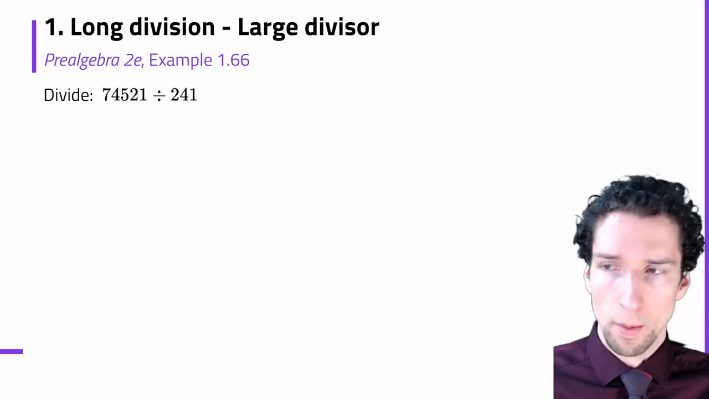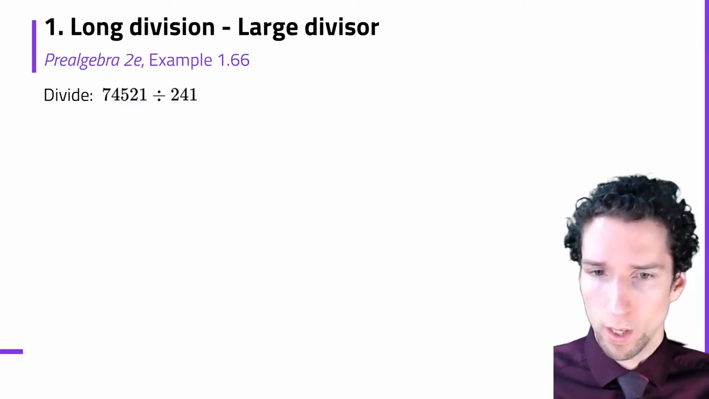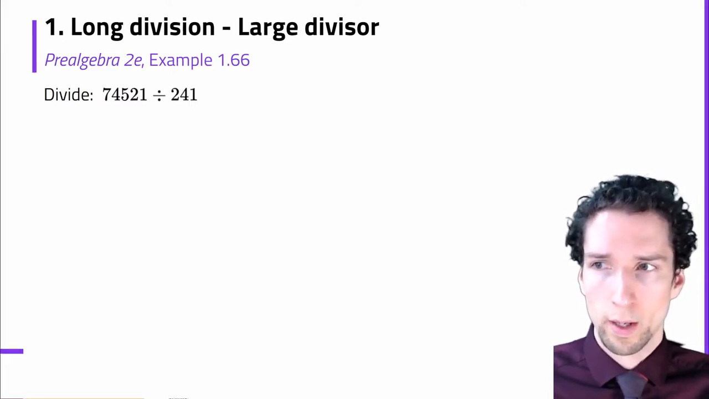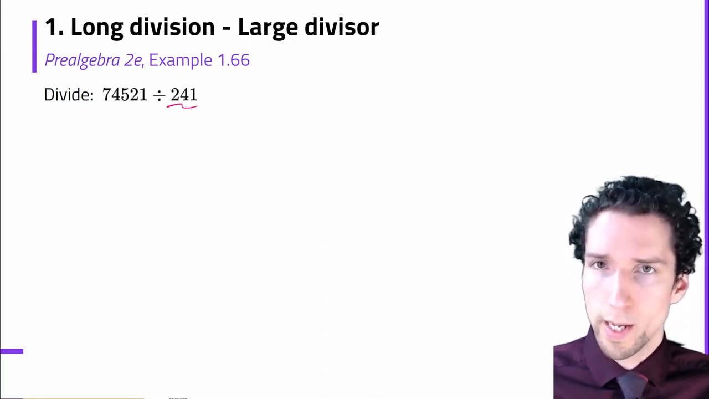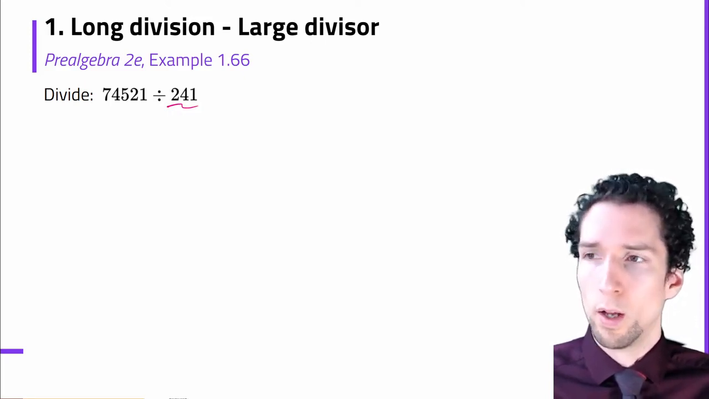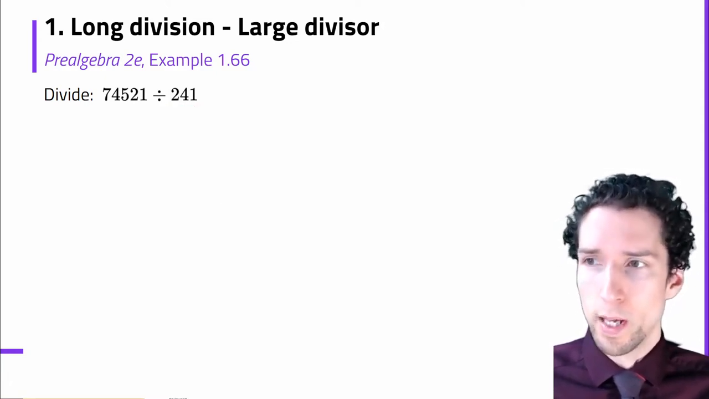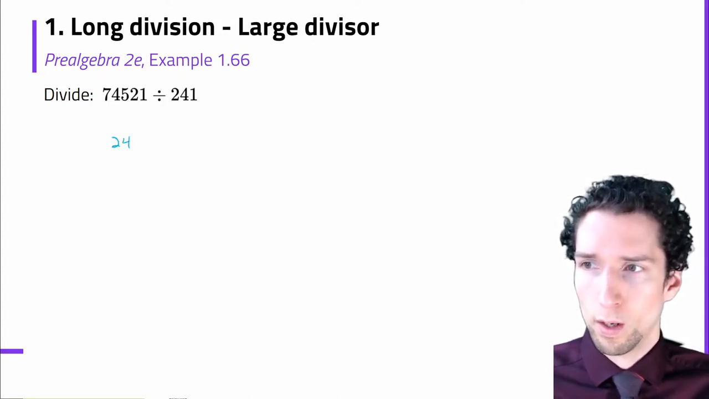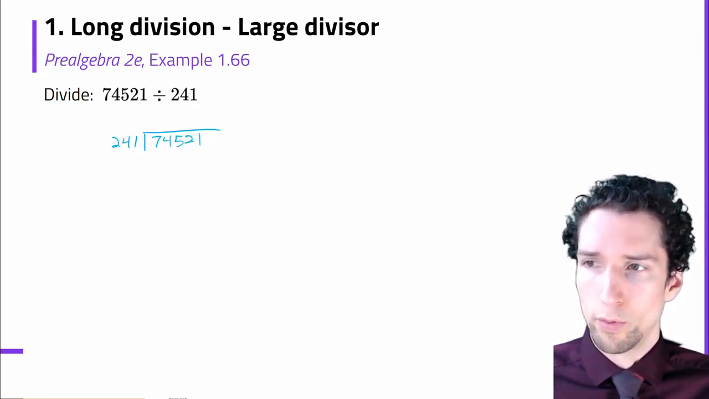Now let's get into the bigger ones. One set of examples like this with just a rather large number being divided by another smaller but still large number. If we understand our division concepts well, long division, then we should be able to do this. I won't promise it'll be fun, but it should not be overly difficult. All right, so 74,521 divided by 241.